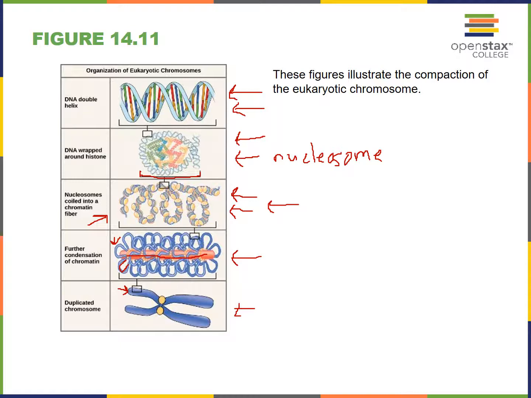So those are all the levels of packaging that can happen for DNA. Know that it has to be sort of loose for replication and transcription to occur. And it's more tightly packaged when replication, transcription, and translation are not occurring. Okay, let's move on.